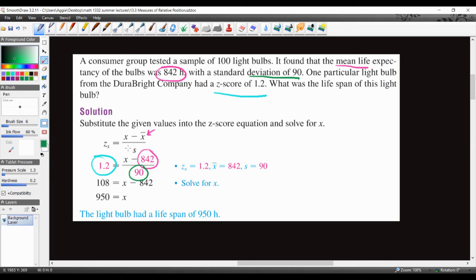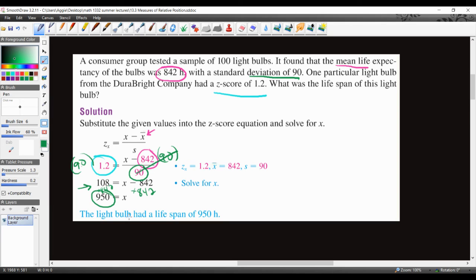And this is just a simple algebra problem. We go ahead and multiply and all that. So what we're going to do is solve for x. In case you're not sure what happened here, we multiplied both sides by 90. That gets rid of the 90 down here. 90 times 1.2 gave me that 108 right here. So 108 is equal to x minus 842. We add 842 to both sides, and you got 950.